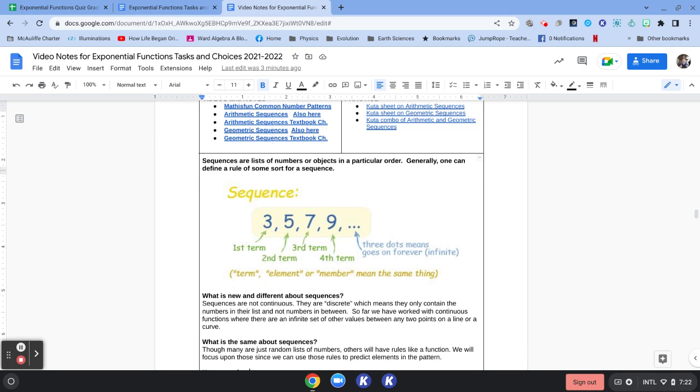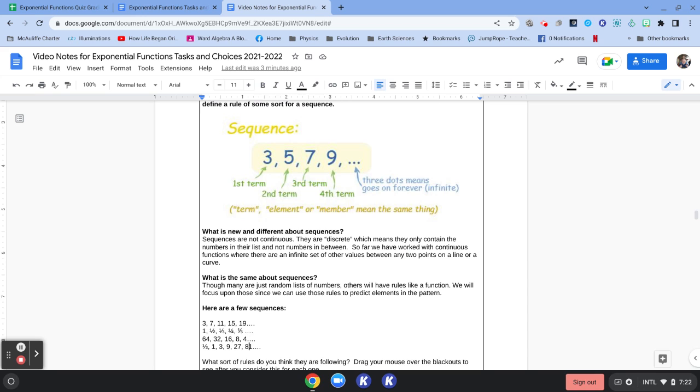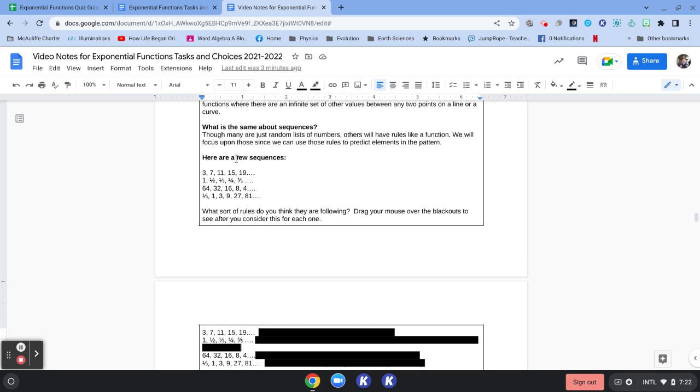Let's take a look at a few sequences here. So here are some examples I used in the notes. 3, 7, 11, 15, 19, then 1, 1/2, 1/3, 1/4, 1/5, and so forth. Let's think about what could be a rule that's being followed. Well, if you look at 3 to 7 and 7 to 11, 11 to 15, 15 to 19, there are things you could do. You could do some method of comparing the numbers.